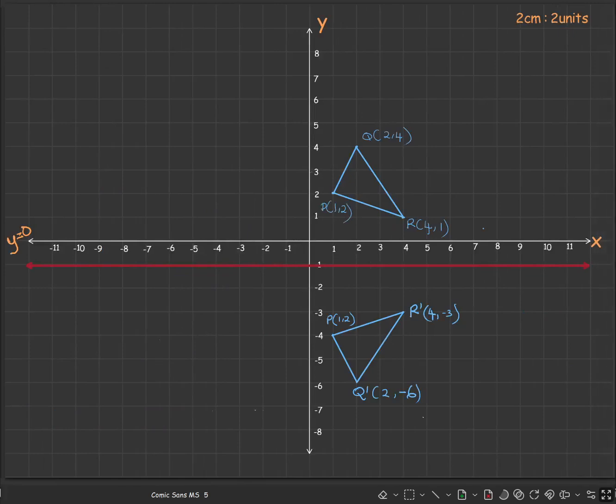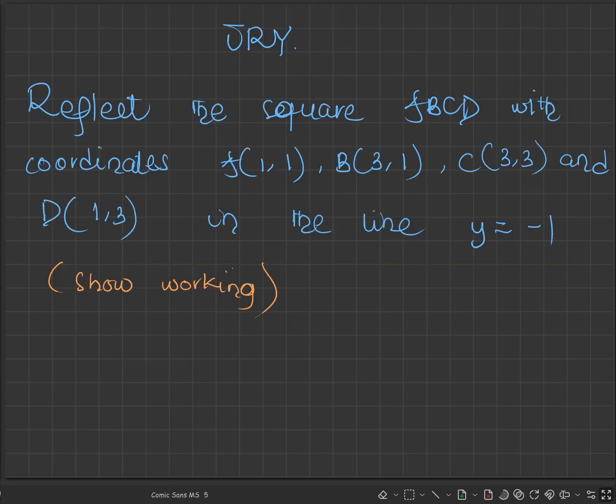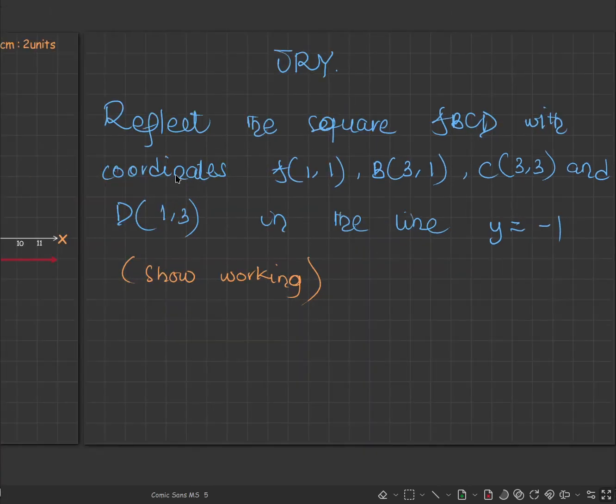I would write down a try-work you can do to test your understanding. The try-work here says you have to reflect the square ABCD, with these coordinates (1, 1), (3, 1), (3, 3), and (1, 3), in the line y equals -1, and you have to show working as well. This means you would have to use the formula to do this.